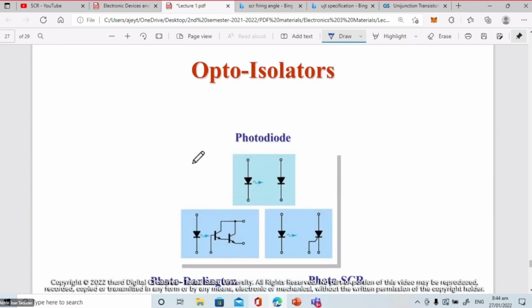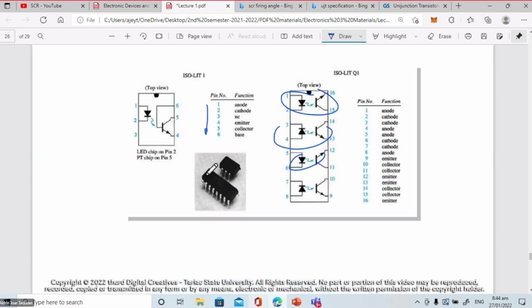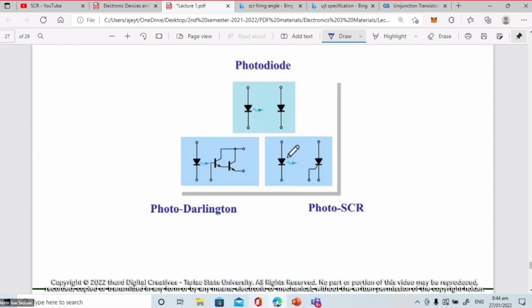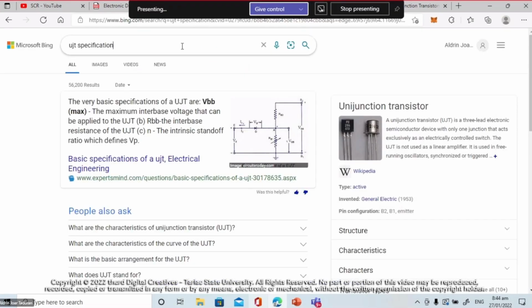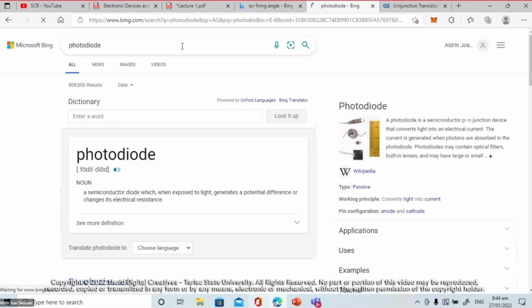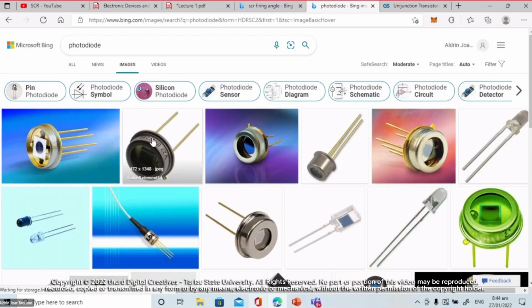Then, opto-insulator. Sa opto-insulator naman natin, kung ito phototransistor, so meron tayong photodiode. Okay, so photodiode, parehas lang din siya ng normal na diode, yun nga lang, light din na ginagamit. Okay, ito yung tsura ng mga photodiode.